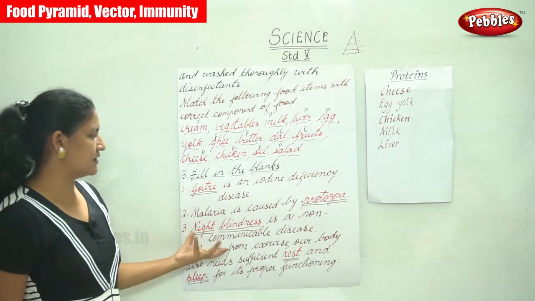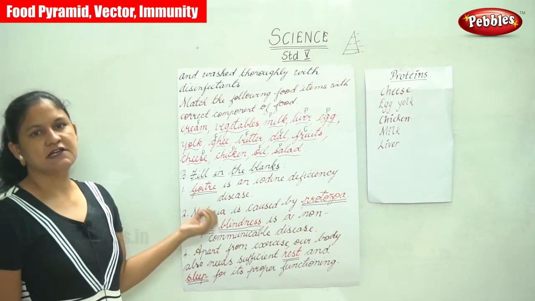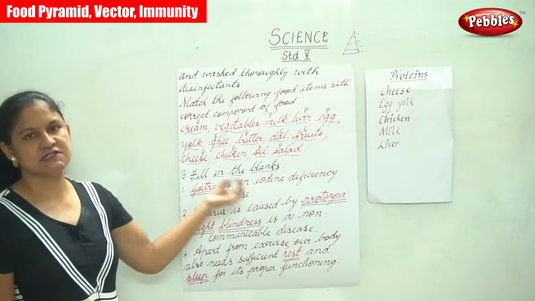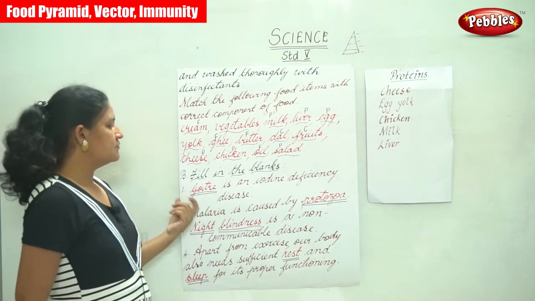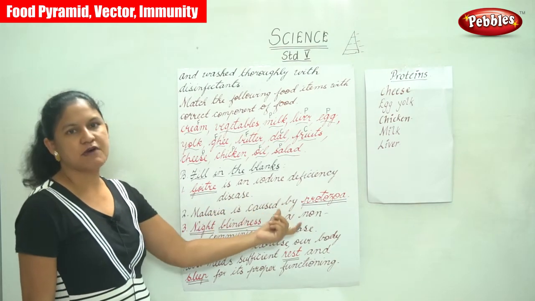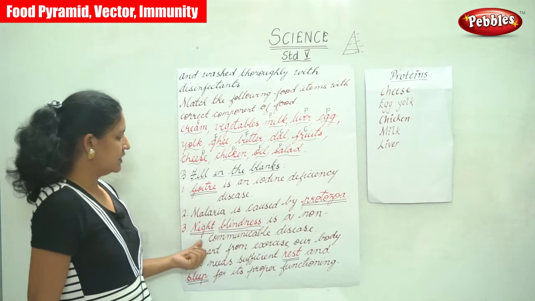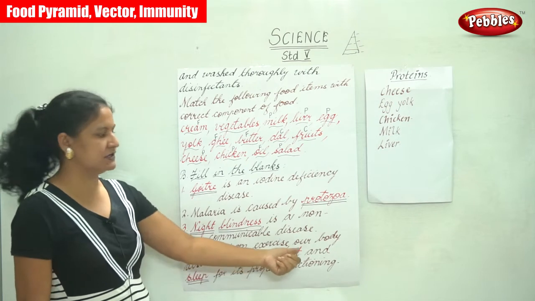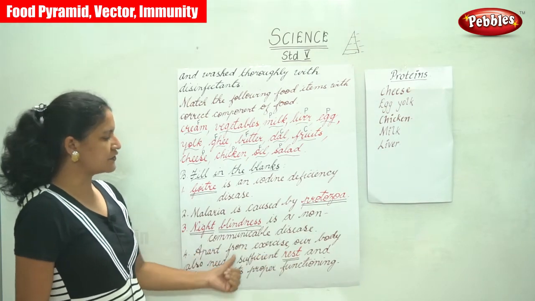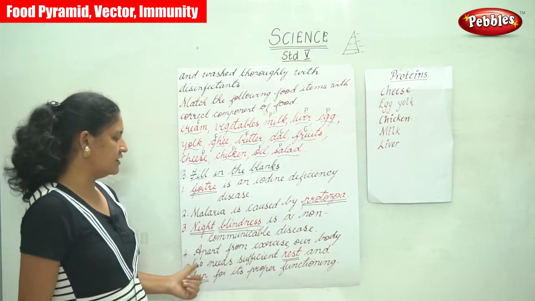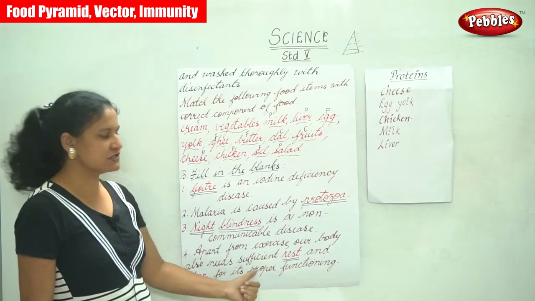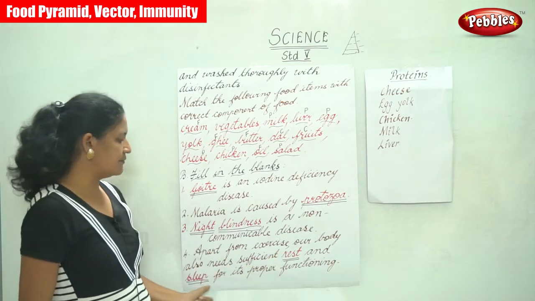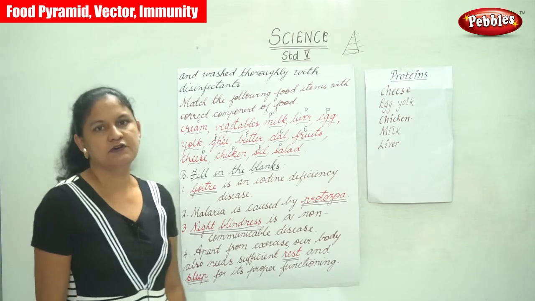Next is the fill in the blanks. Goiter is an iodine deficiency disease. Malaria is caused by protozoa. Night blindness is a non-communicable disease. Apart from exercise, our body also needs sufficient rest and sleep for its proper functioning.